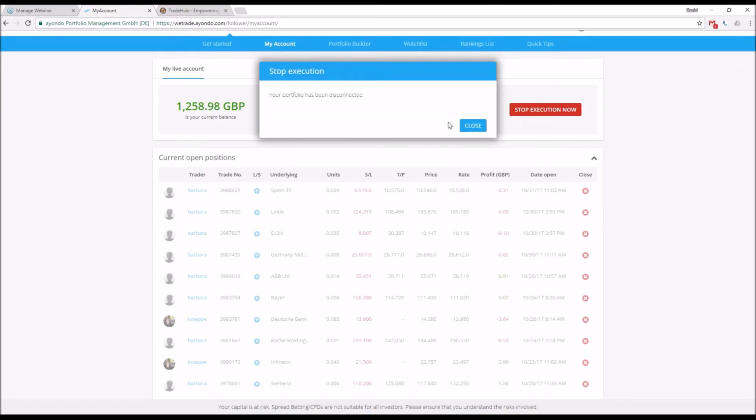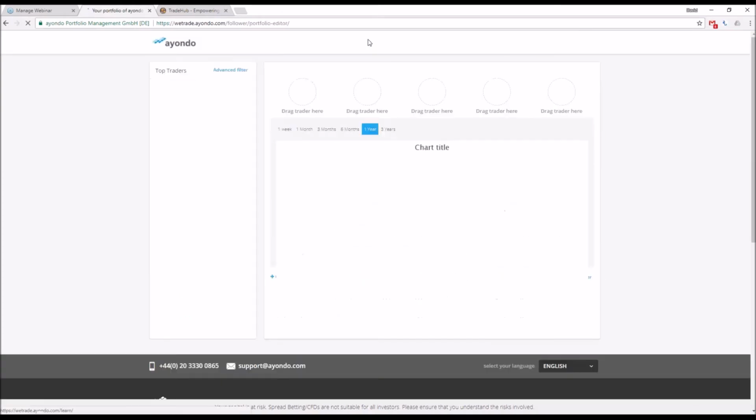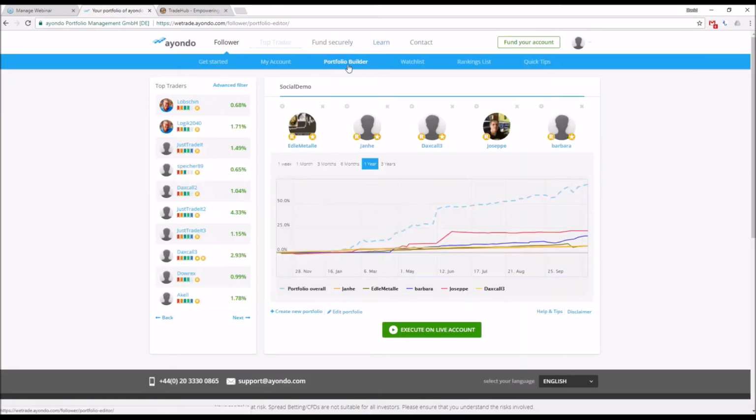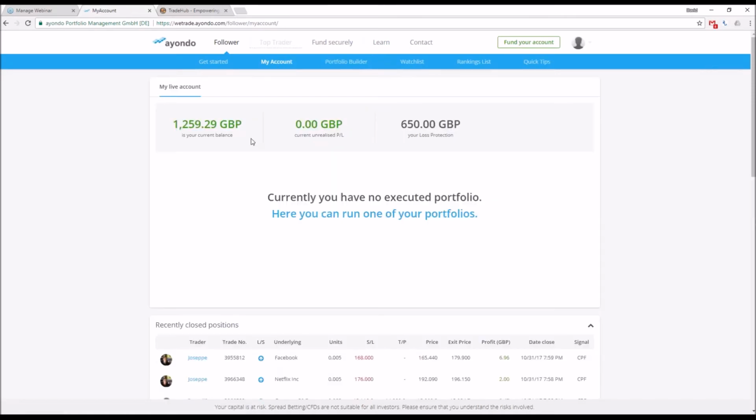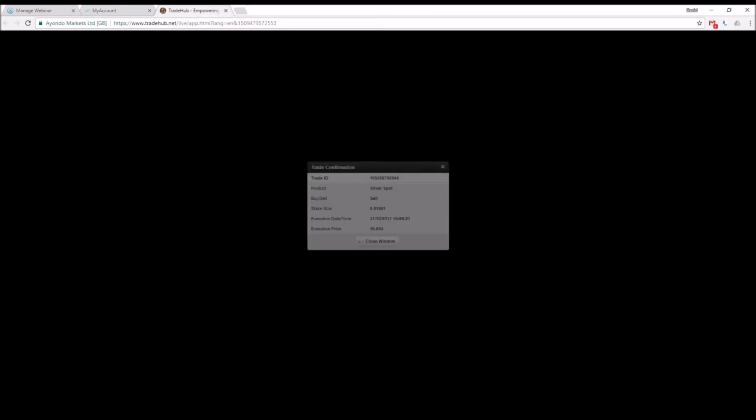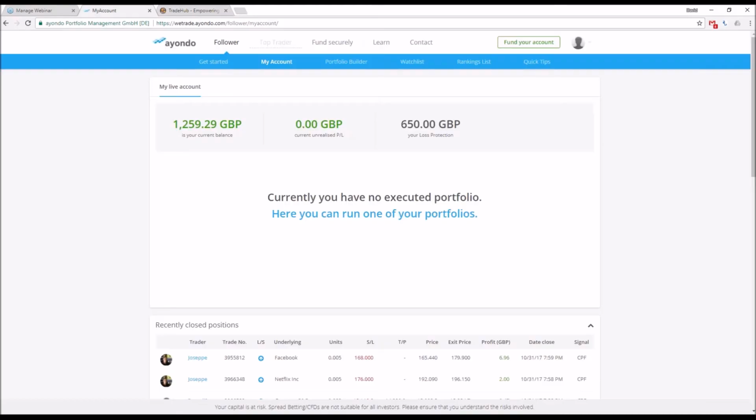Okay, so let's go back. There we go. So now it's closed. It's stopped doing everything. So if I go to my account, there we go. So it's closed out all the trades. I've got £1,259 in my account now with no open profit. I'm going to have to click through all of those, I think, aren't I? We'll come back to that.